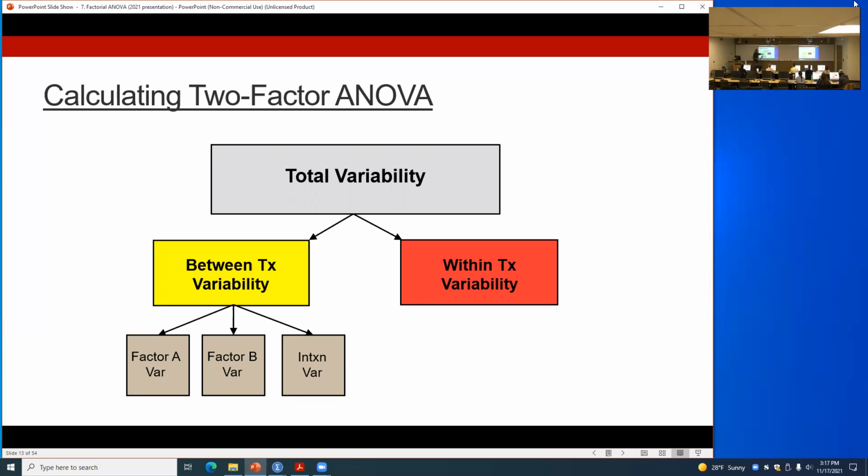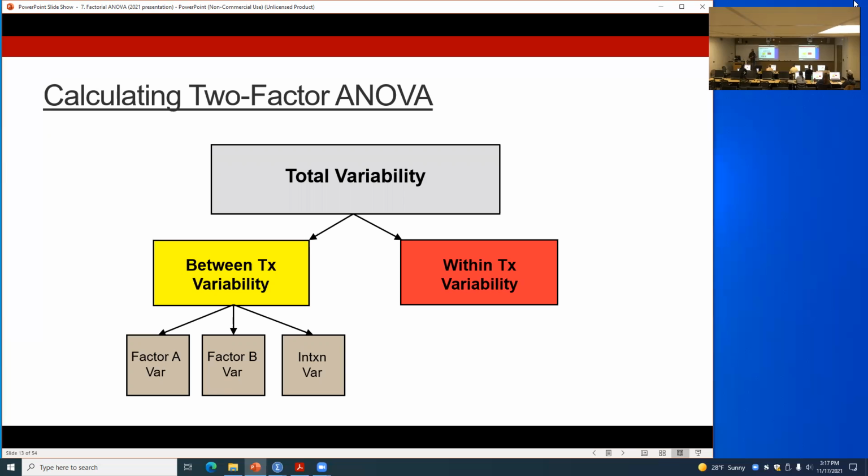What about our between treatment variability? Matt, what does our between treatment variability represent? Yep, the differences that we're seeing across our different conditions, right? What we're going to do here with our factorial design, our two-factor design, is take that between pot and split it into specific effects. We're going to have between groups variability, or between treatment variability, that's attributable to factor A, stuff that's attributable to factor B, and then the interaction of those 2 things, okay?